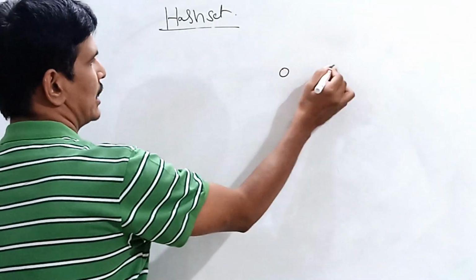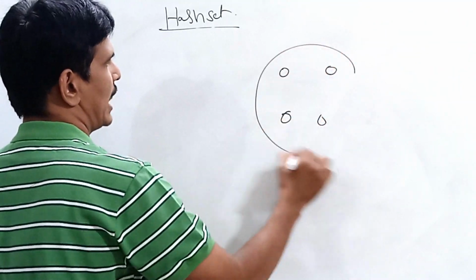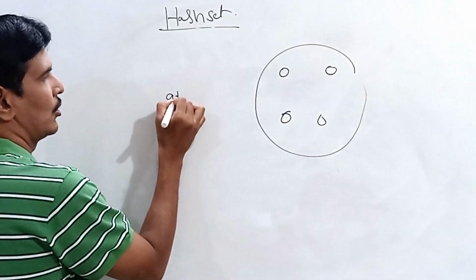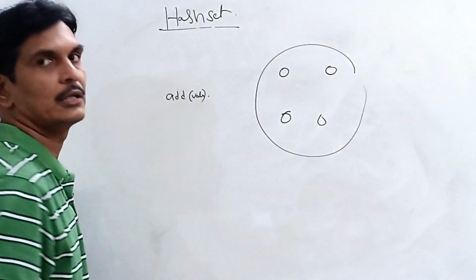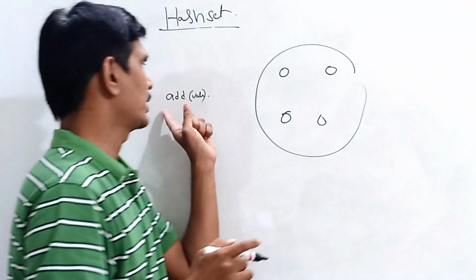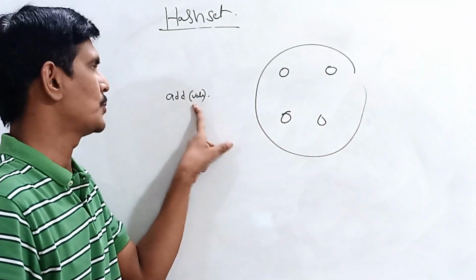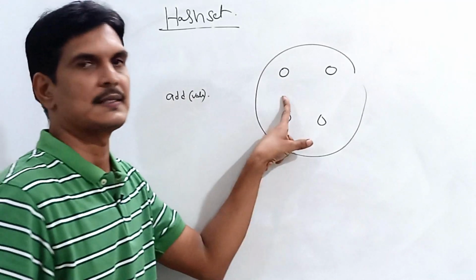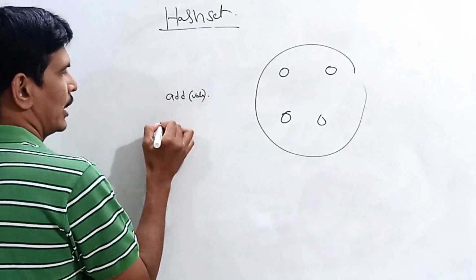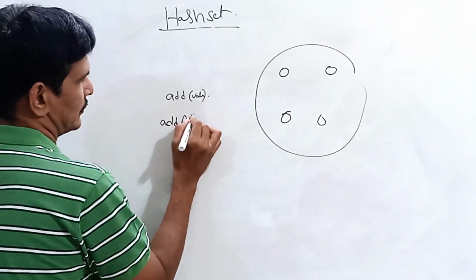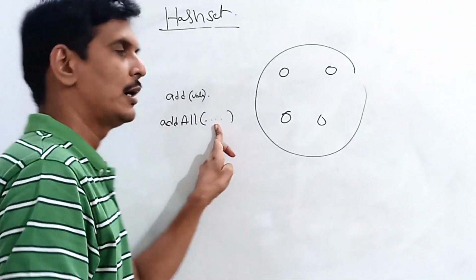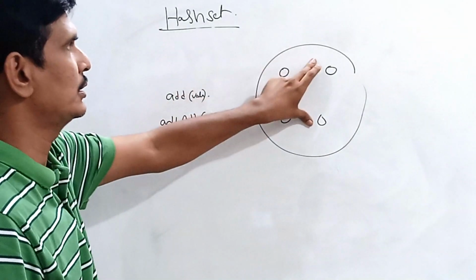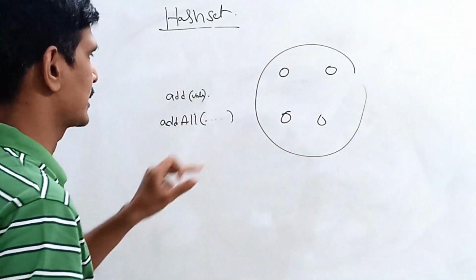Suppose I want to add some group of elements into a HashSet, then we have a method called add. Here we directly have to specify the value. We don't have an index concept, so directly specify the value or object that will be added to the HashSet. The add method is available, and we also have the addAll method. Here we have to specify some collection of elements, and the group of elements will be added to the HashSet.